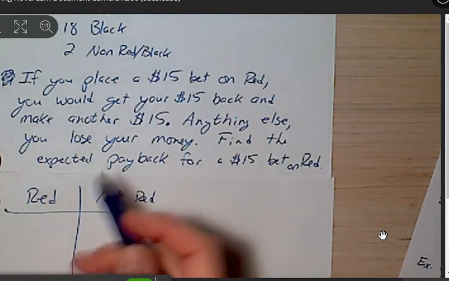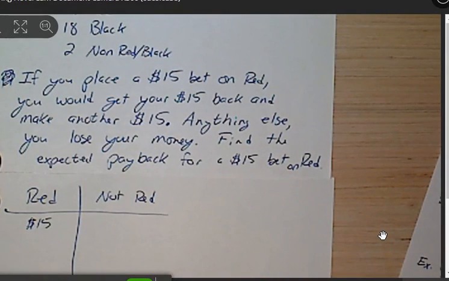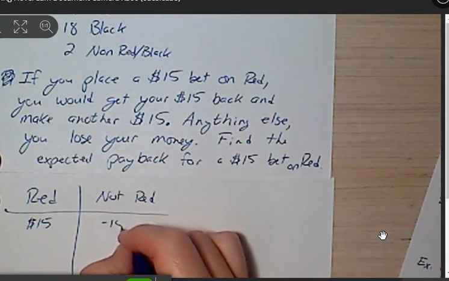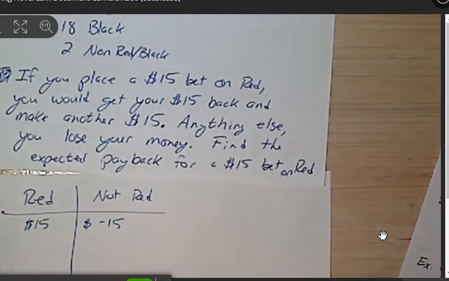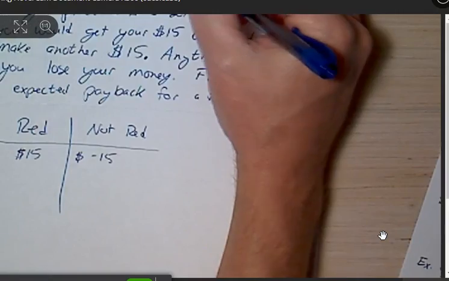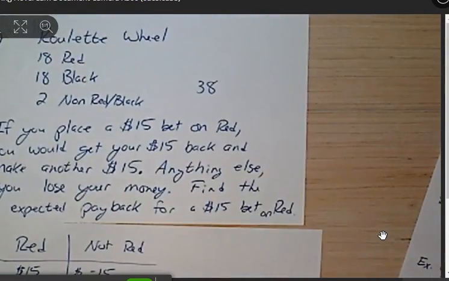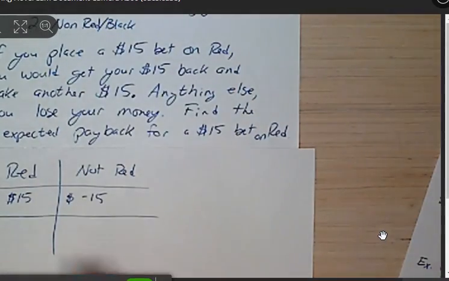So when you put the $15 down on red, you actually are only going to make the $15, because you get your $15 back and then you get $15 more. Anything that's not red, you're losing your $15. So you're actually going in the hole and losing your $15. So anything red, you make 15. Anything that's not red, you're going to lose 15. And then you just have to put your probabilities of those here. Well, if you go back up to the top, there's 38 different slots because you got 18, 18, 2, so 38. Of those, if we're going to do red, that's 18 out of 38 that's red.